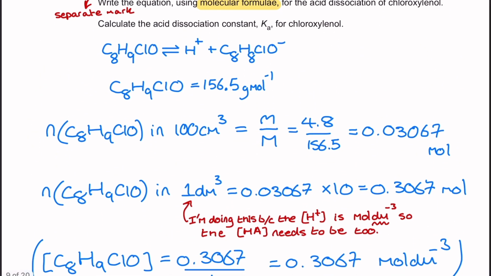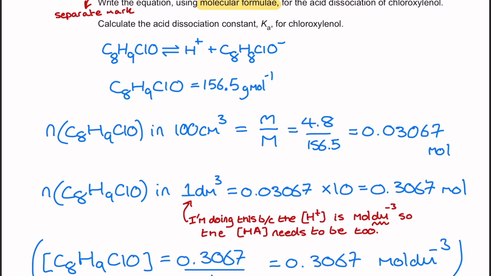So, I've got the molar mass of the chloroxylenol just here, and I've been told by the question that for every 100 centimeter cubed of the Dettol, I have 4.8 grams of the chloroxylenol. No problem. I can then figure out how many moles that represents. So every 100 centimeter cubed of Dettol therefore contains 0.03067 mole of the chloroxylenol.